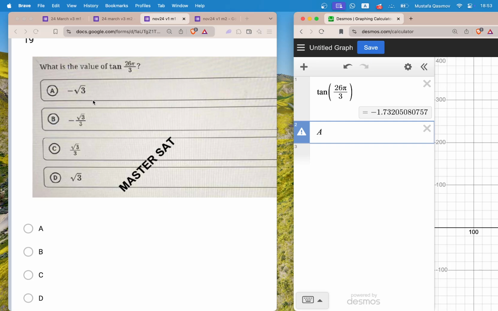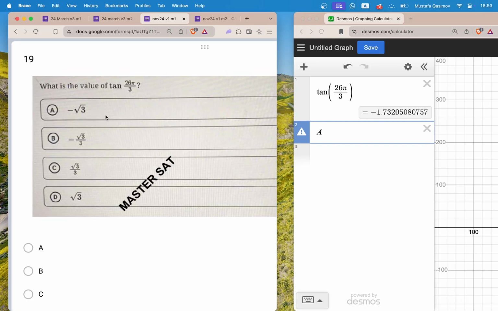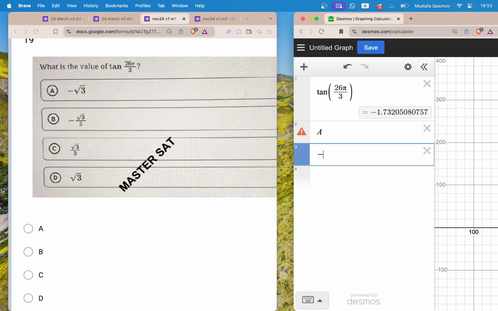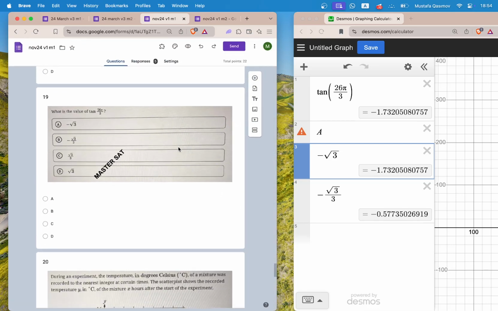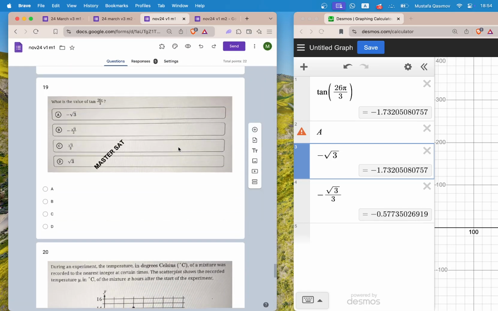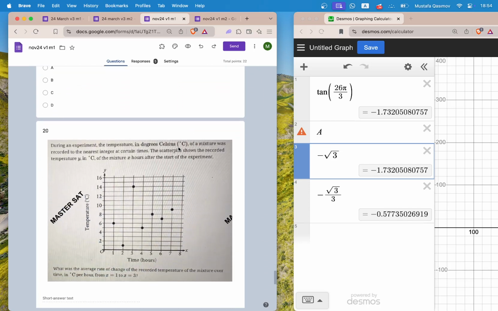But if you don't know that one, this method, we can do it like this: negative square root of 3, negative square root of 3 over 3. Then it will be A. Do you have any question? No, okay.